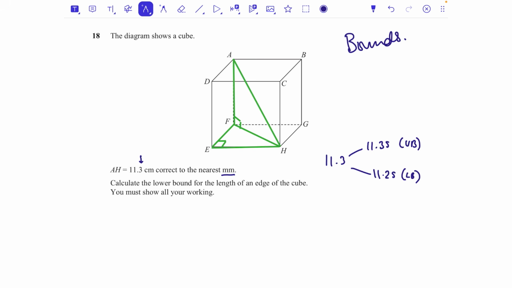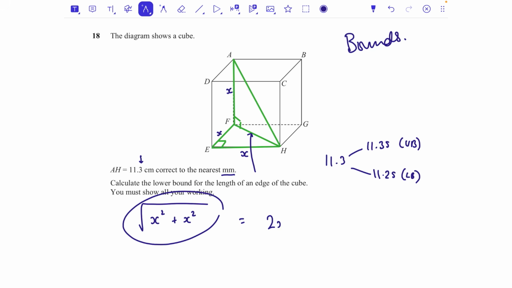Okay, so if I say that E to H is X, and because this is a cube, this side is also going to be X, and because this is also a cube, that side's going to be X, okay? So I would do X squared, add X squared, square root my answer to get this value here, and then I'm going to square that again. So that would be squaring this, which is going to just be X squared add X squared, so that's 2X squared. Add another X squared, and then square root that, and that's going to give me either 11.35 or 11.25.